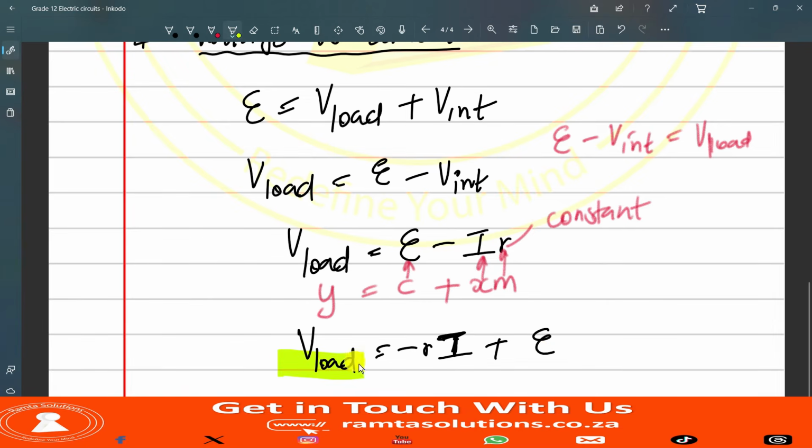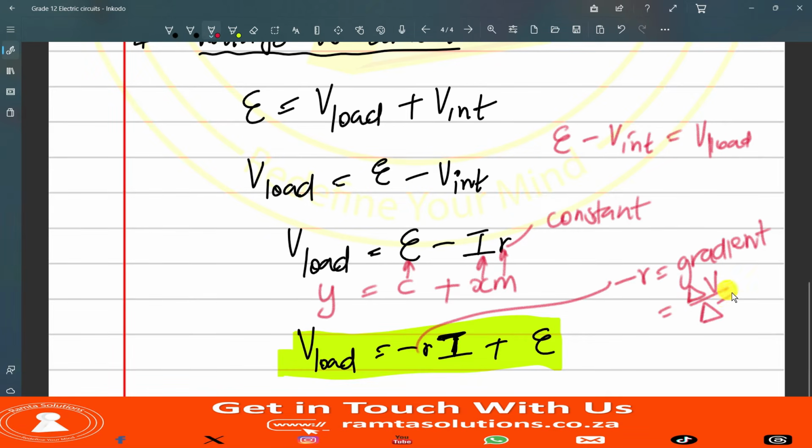I want you to look at this. As you look at this, you can see that this negative r is the gradient. Remember, we are drawing voltage versus current. So what does it mean? It is negative r will be change in voltage over change in current. Now, let me show you this graph.